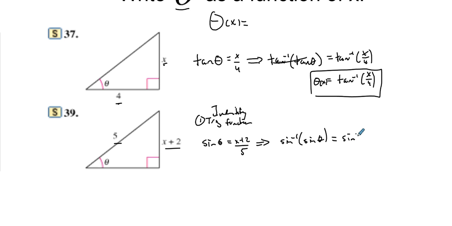So when we take the inverse sine, 5, and these will cancel out. What we're left with is theta equals the inverse sine, or arc sine, however you want to write it, of x plus 2 over 5. Bada bing, bada boom, you have it done.